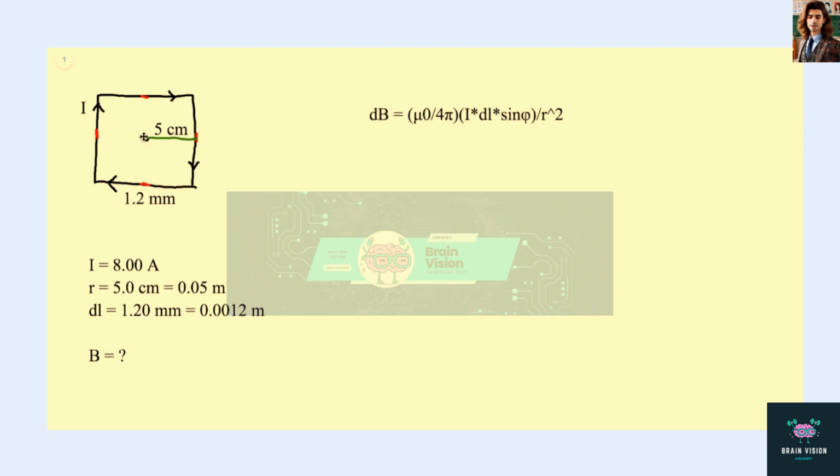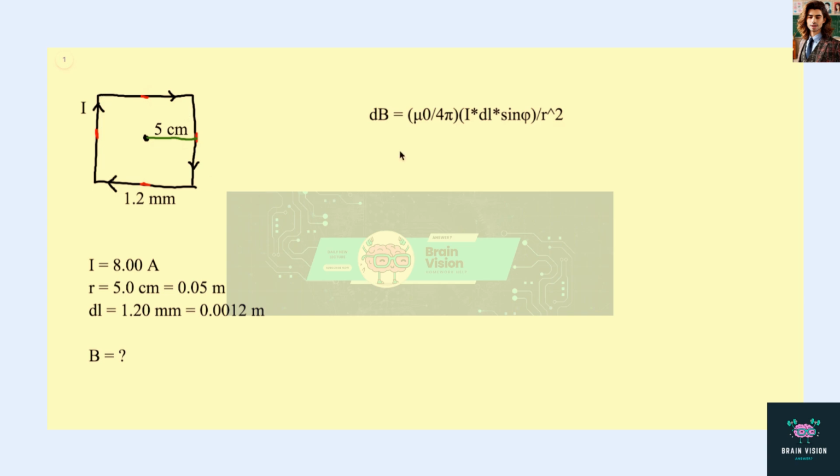So let's take a look at one of these little segments, this one on the right here. Since the side of the square is 10 centimeters, this midpoint is going to be 5 centimeters from the center. So our r, our distance, is 5 centimeters. And down here, I've converted our relevant lengths to meters so that we don't have to worry about unit conversions later.